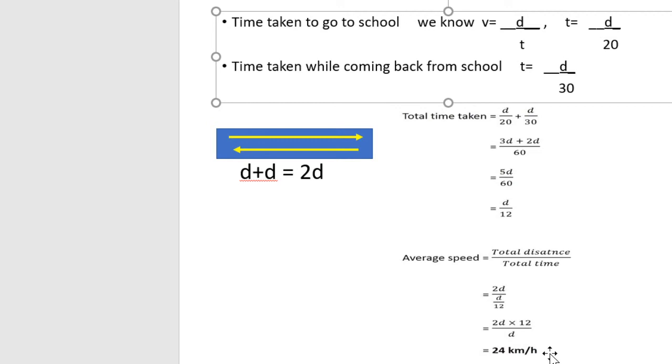So when someone goes at 20 and comes back at 30, the average speed is going to be 24 kilometers per hour. So we can change these figures and ask you to solve similar questions. Remember, in these types of questions, first calculate the time taken to go to the school and the time taken to come back from the school. How will you calculate the time taken? You do not know your distance, so you will consider your distance to be d and then try and solve these numericals. Okay, so I think we are done for the day.